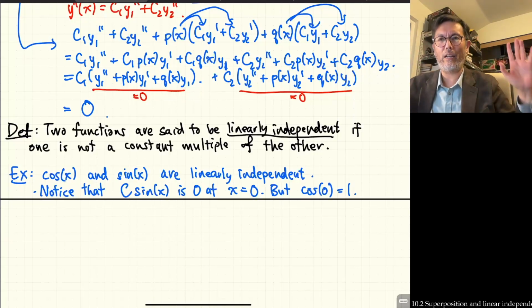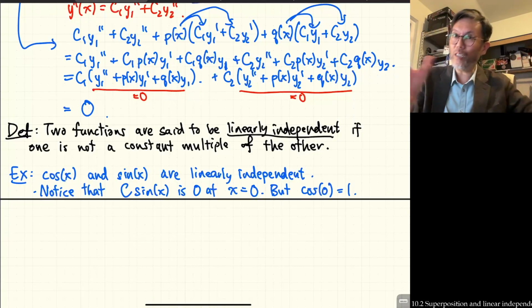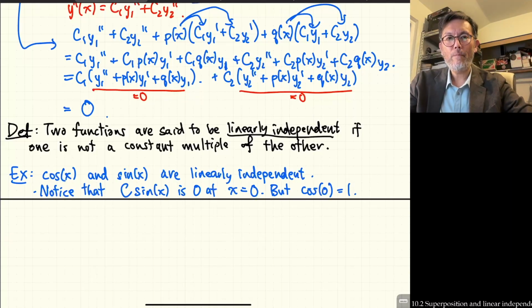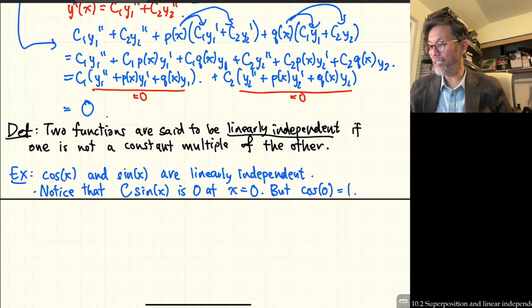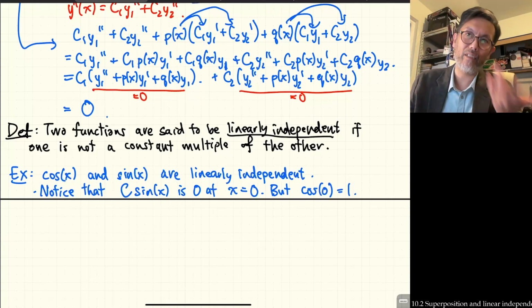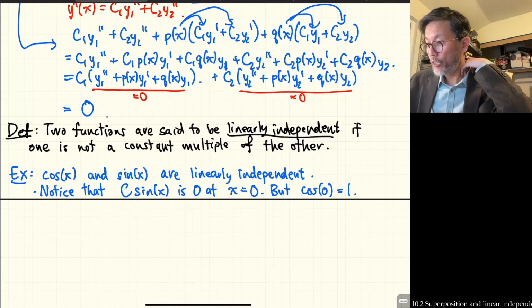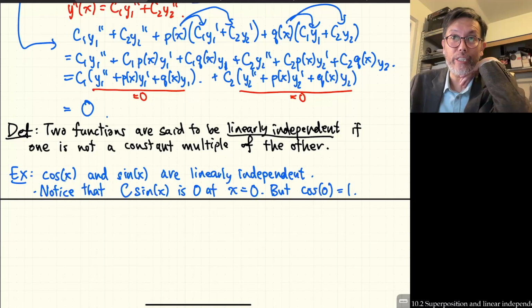That's a contradiction right there. In other words, that can't be the case. And so the assumption that c times sine of x is equal to cosine of x is absurd. Okay? That's the idea. So in fact, cosine of x and sine of x are linearly independent.